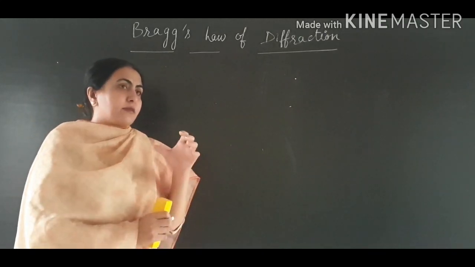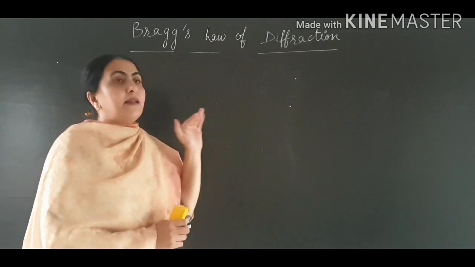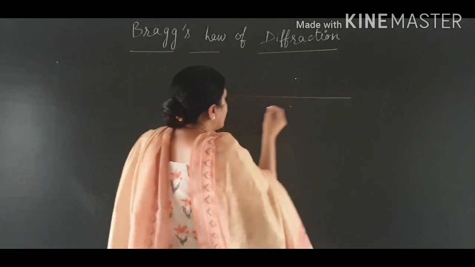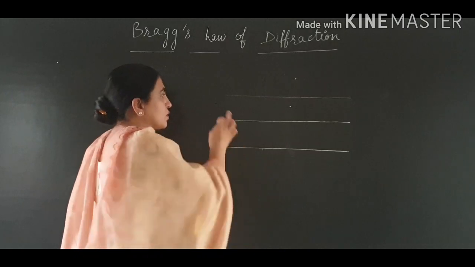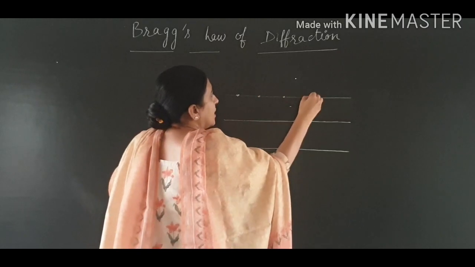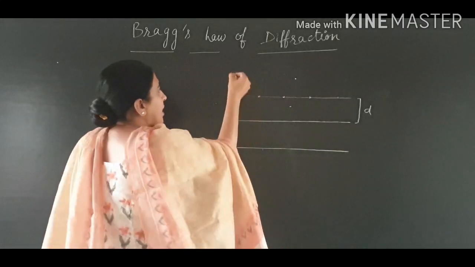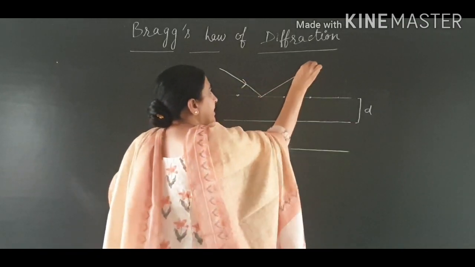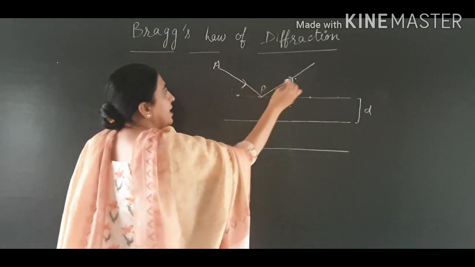According to this, the X-ray is incident on parallel planes in a crystal. This is one plane, this is another plane, the second plane, and this is the third plane. You can take so many planes, but we take only two, first and second. These are the lattice planes, and the distance between the parallel planes is d. A ray of light is incident on this and scattered in this direction. If this is incident, take this as point A, this as point P, and this as point B.